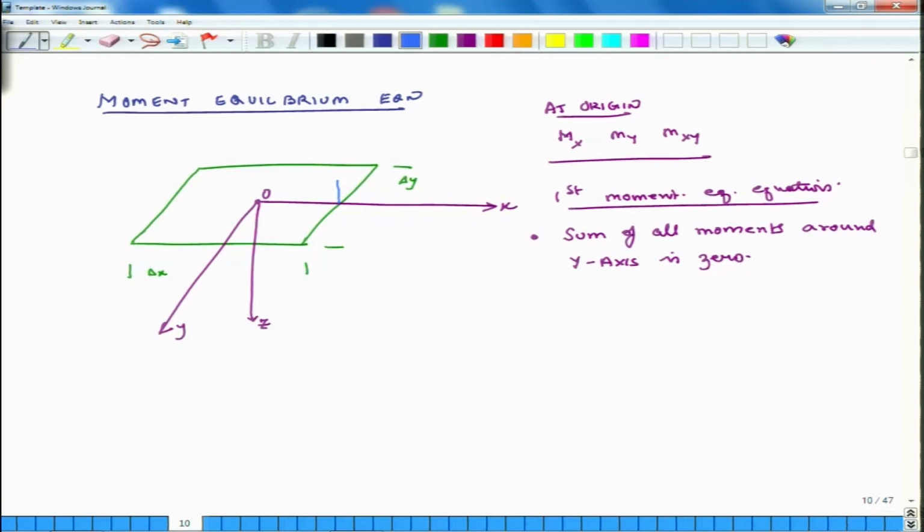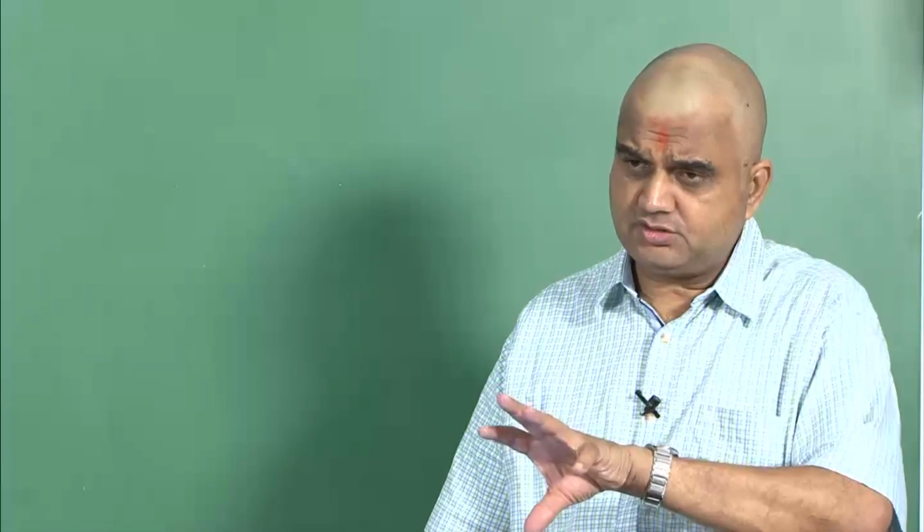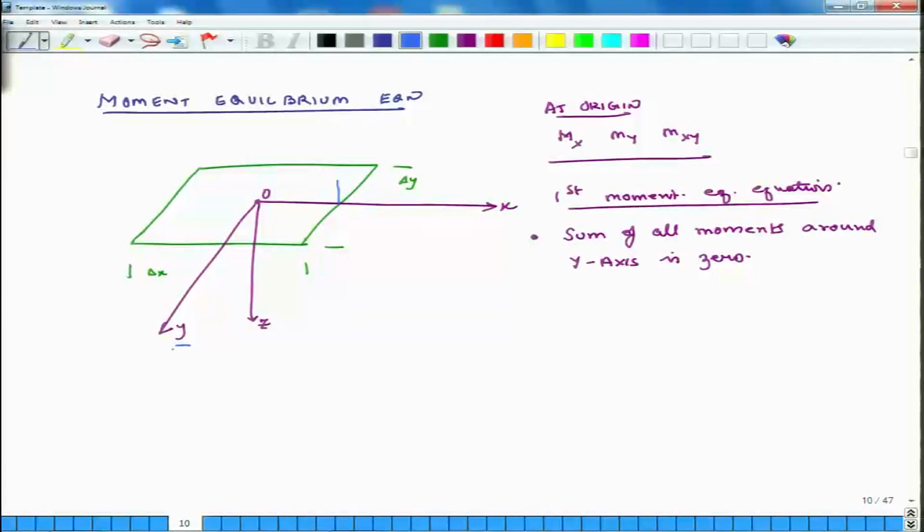In this picture we will draw only those moments which are going to cause this plate to spin around the y axis. So, this is my y axis. One moment which will cause this plate to rotate around the y axis will be this thing. And what is this? This is called Mx. Remember, even though we call it Mx, it is causing the plate to rotate around the y axis. We call it Mx because it is acting on this plane, and the normal to this plane is the x axis.